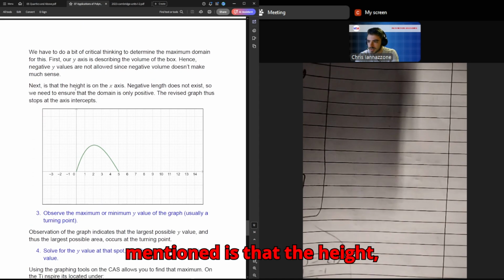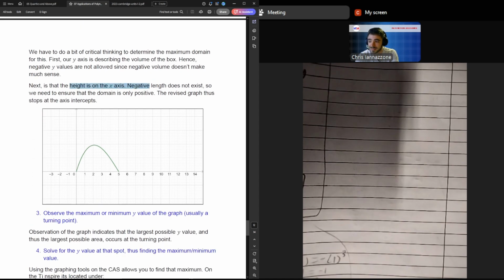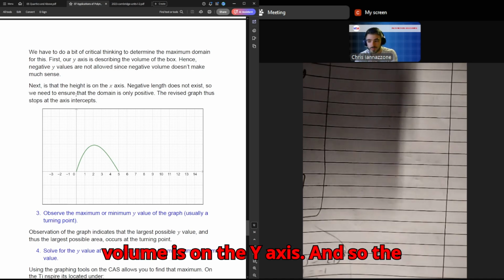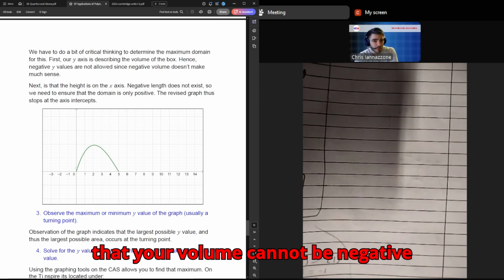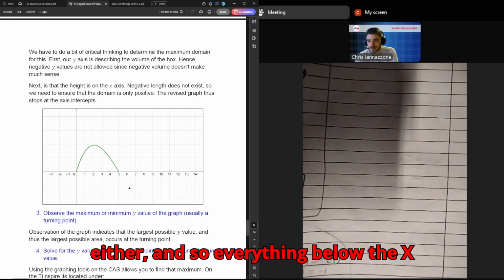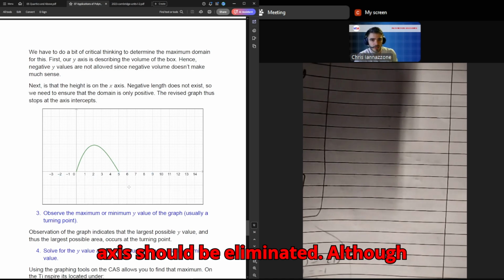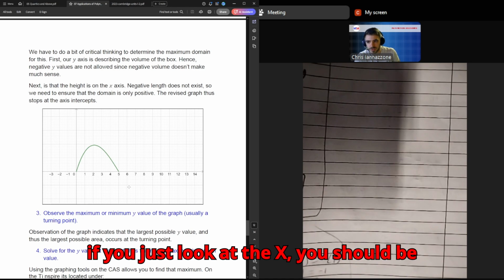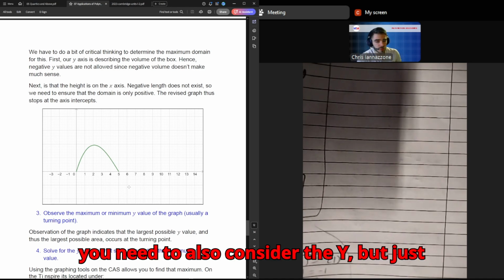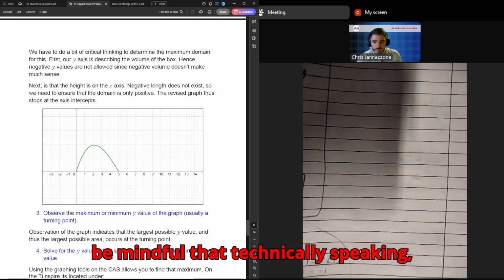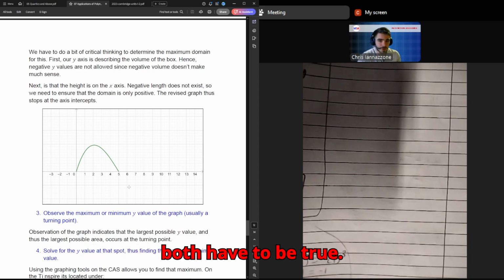The other thing I mentioned is that the volume is on the y-axis. And so the other thing you might want to consider is that your volume cannot be negative either. And so everything below the x-axis should be eliminated. Although if you just look at the x, you should be fine. I haven't seen a situation where you need to also consider the y, but just be mindful that technically speaking, both have to be true.